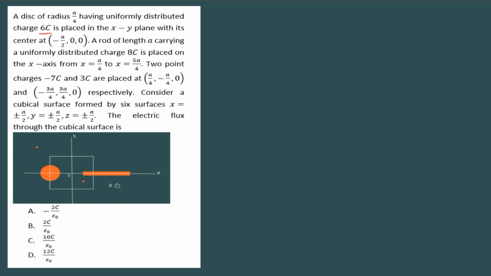Okay, so what do we know about electric flux through a closed surface? The electric flux depends only on the charge inside the closed surface. So we just have to get the charge enclosed, and then if we divide by epsilon naught, we get the electric flux.